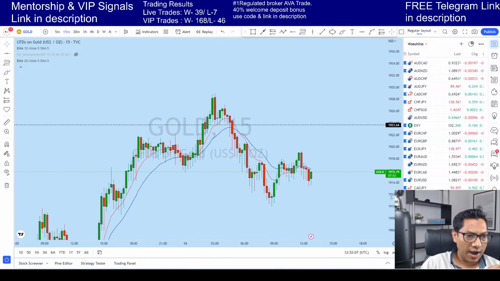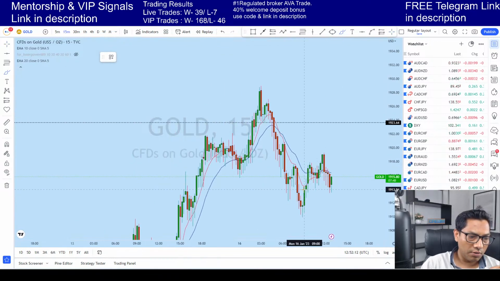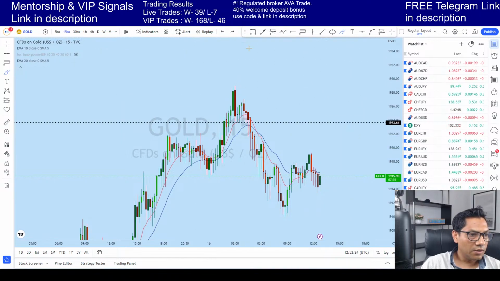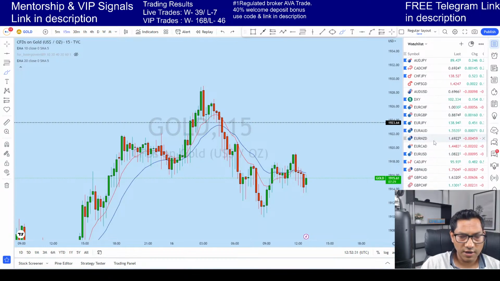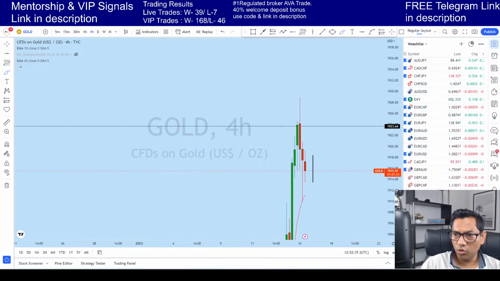Now what I think is that gold may not respect this head and shoulders. Instead, I think gold will go up, test this level, and then drop from here on the lower time frame. So that's what you see, a little bit of upward movement, and slowly we'll look at what is going to happen. So this is all about gold. Let's jump onto other pairs.